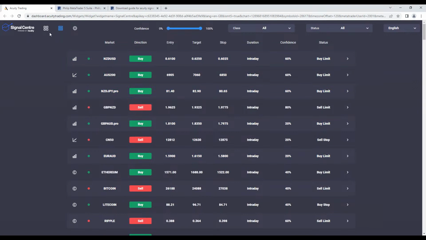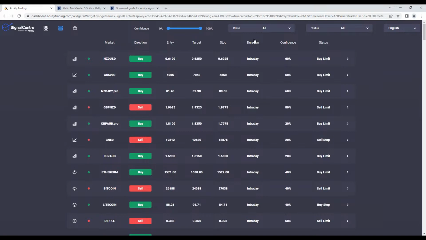Let me go through some of the details you can see here, like what all these columns are about. Firstly, there's the market, which tells you what asset you're looking at. Secondly, direction, which tells you buy or sell, the direction of the trade they are advocating. After that, they also tell you the entry price, target price, stop price, and the duration. There are two types of duration. One is intraday: a trade idea published early in the morning or sometime in the afternoon would expire sometime around midnight Singapore time, so it is within that trading day.